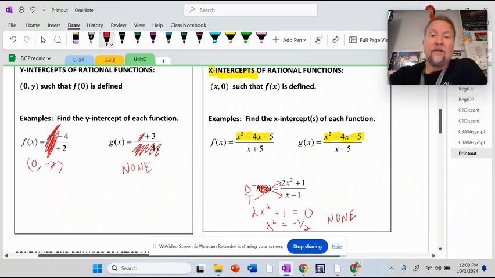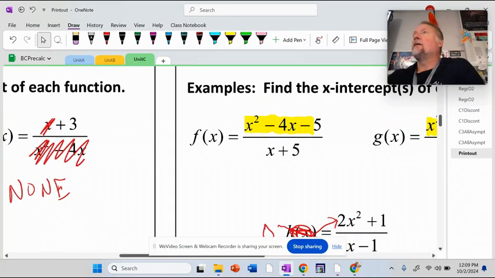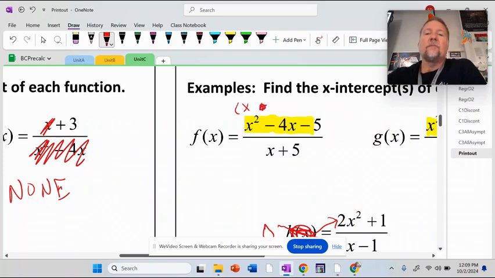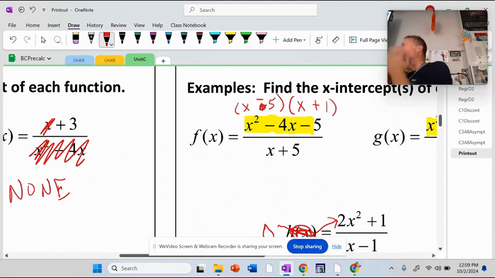Yes, Mr. Samuels. All right, but you can't be just like a robot and say, okay, I'll factor that numerator, and then I'll find those zeros. I'll find the zeros of the numerators. Wrong. It's x minus 5. Okay, we're okay. x minus 5, x plus 1.